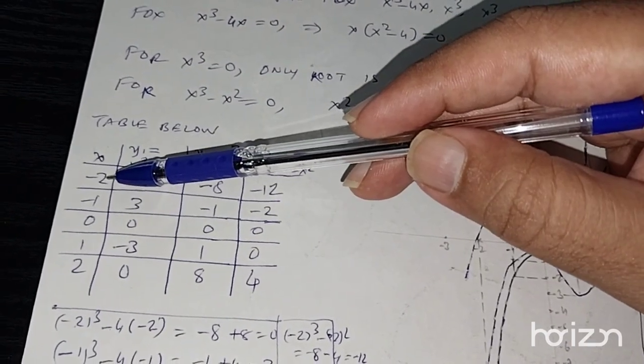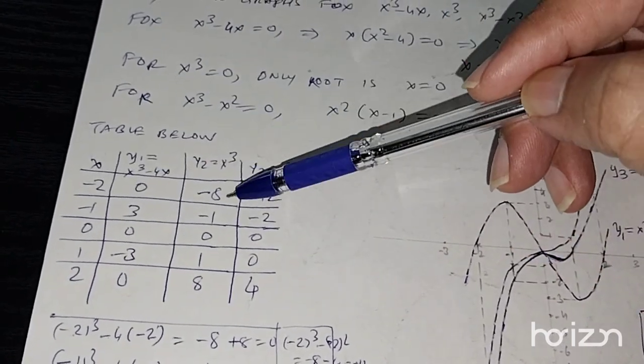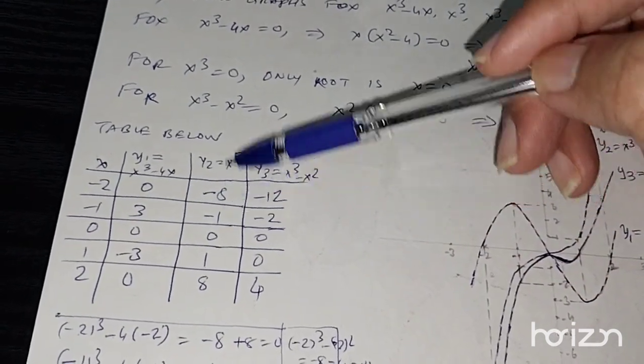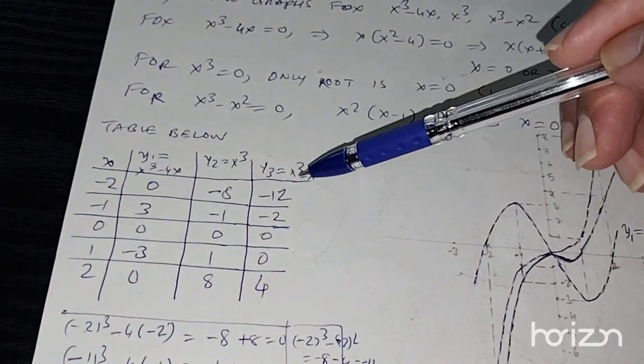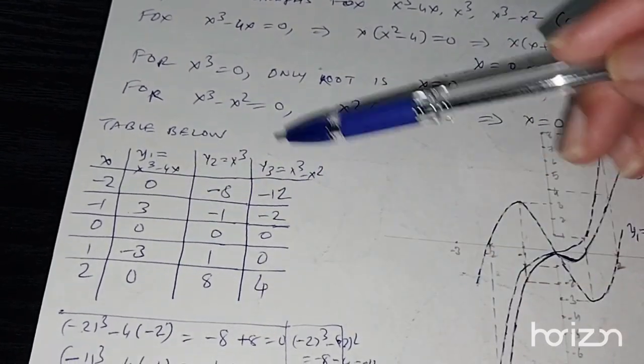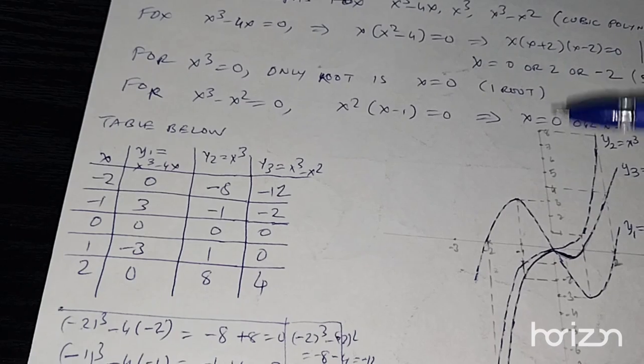Similarly, when x is -2, what is x cube? It's -8. When x is -1, what is x cube? It is -1. So we have plotted these values also, and we have plotted for x cube minus x squared also. So after tabulating all these values, we have plotted it.